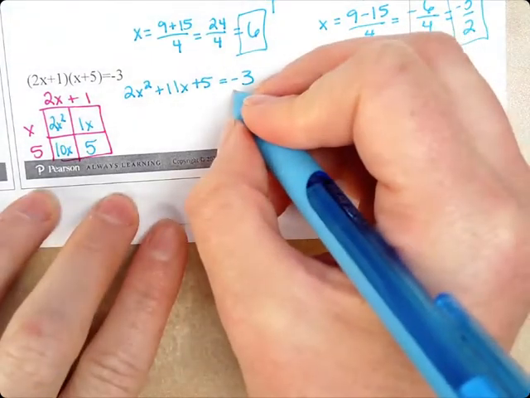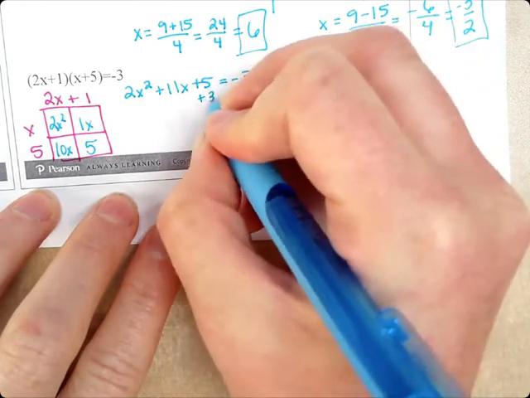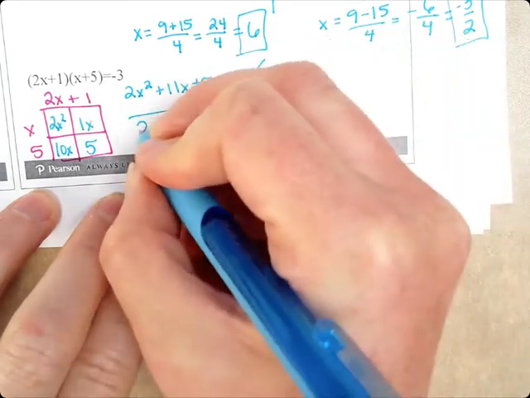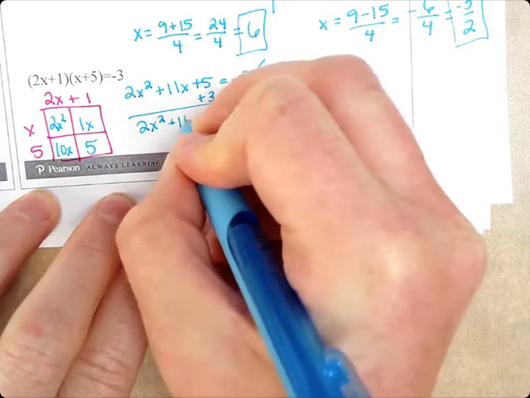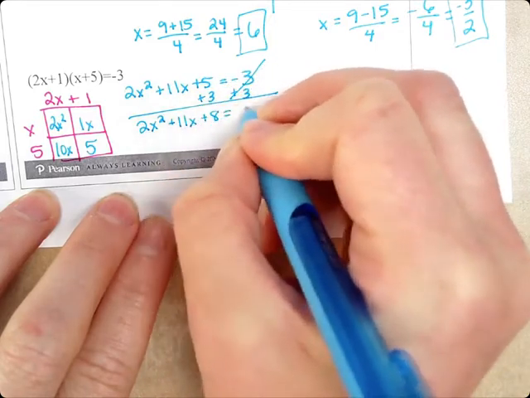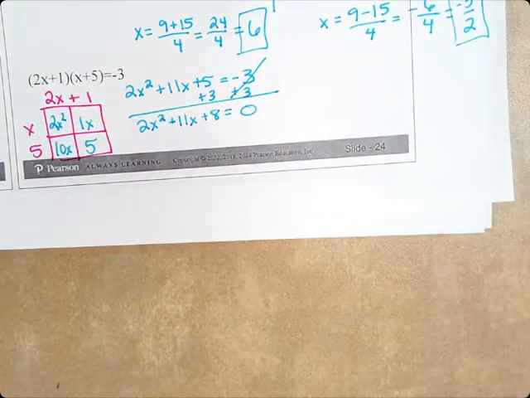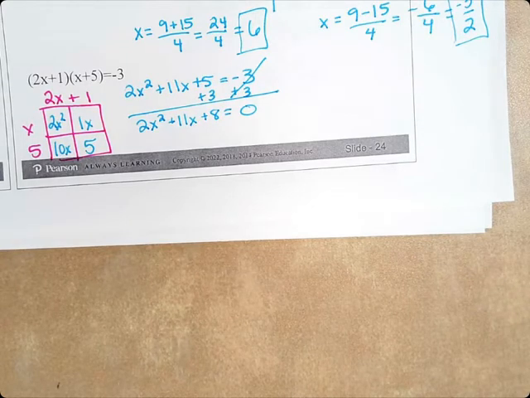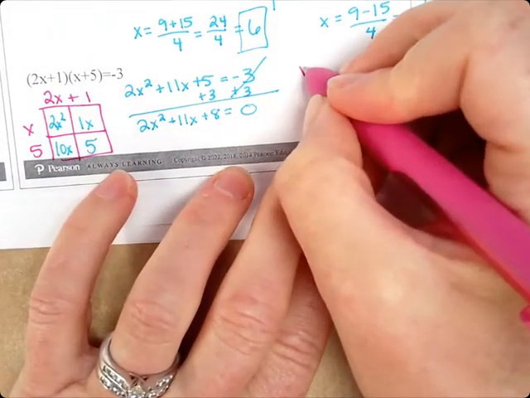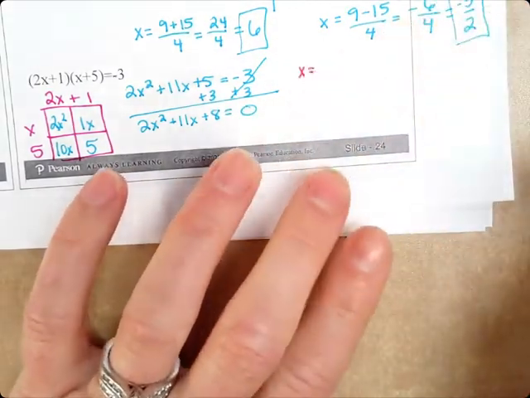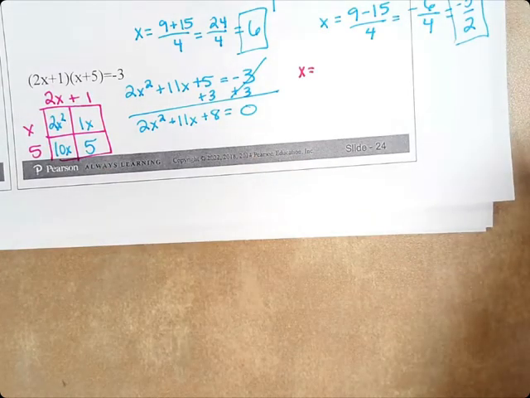So then we have to add the 3 to the other side so that we get it equal to 0. Okay, so we have 2x squared plus 11x plus 8 equals 0 now. So we need to solve this. So what direction do you think we should go? Quadratic formula? Yeah. So x equals, go ahead and do that. I'm going to give y'all a time to do it.